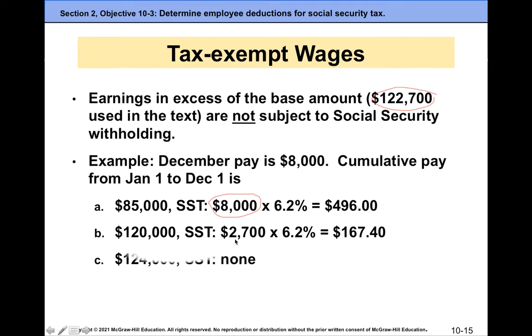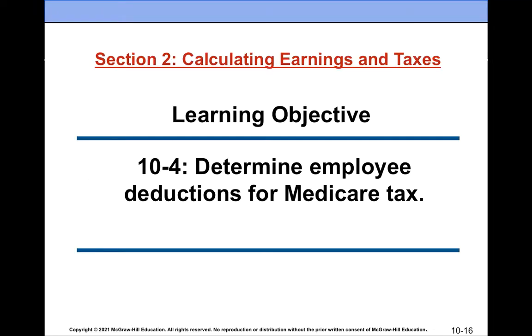And the last scenario, what if her cumulative was 124K? By December 1st, she already reached the cap. So whatever she makes right now, she's making $8,000, she's paying no Social Security tax because her earnings are above the cap. So I hope it makes sense. If it does not, rewind it and listen to it again. Look at the examples.